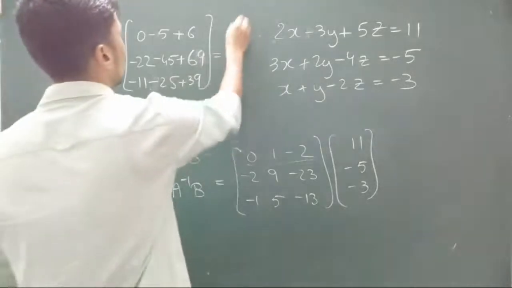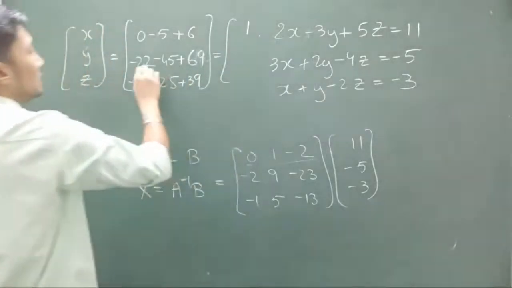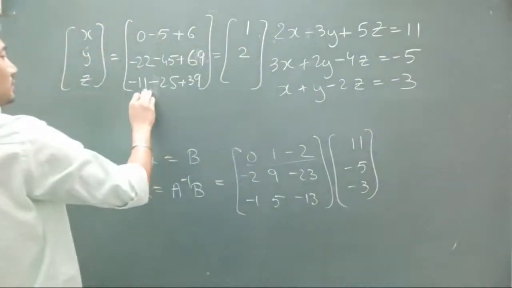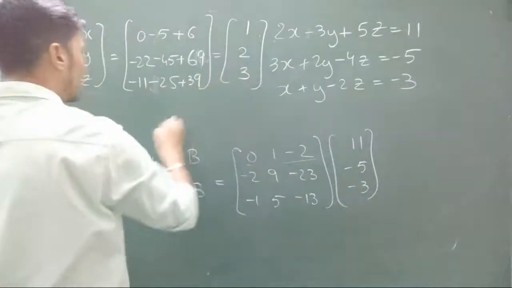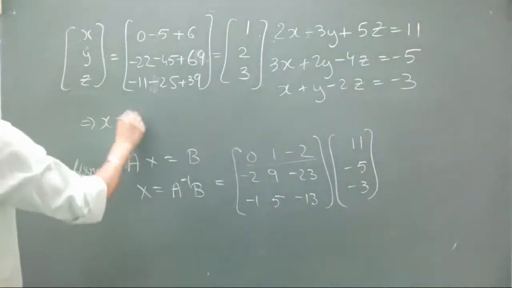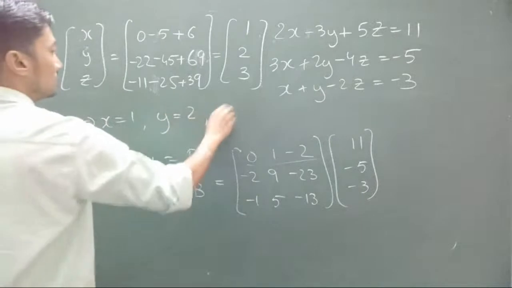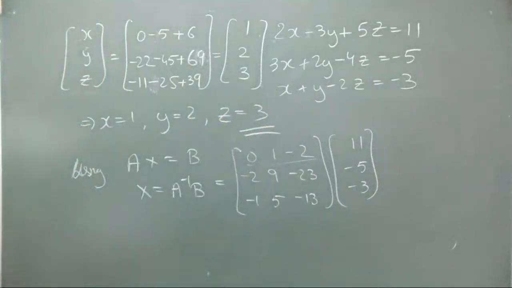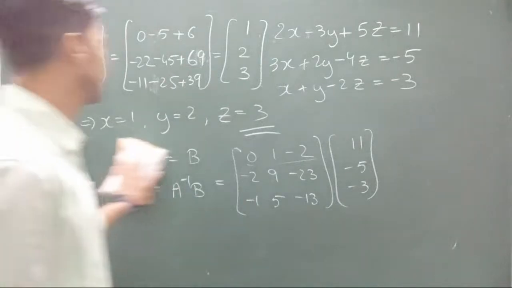And that is 1, 2, 3. So that implies x is 1, y is 2, z is 3. Bingo.